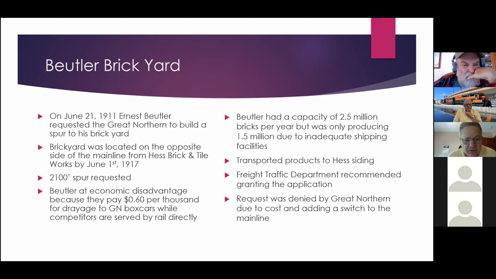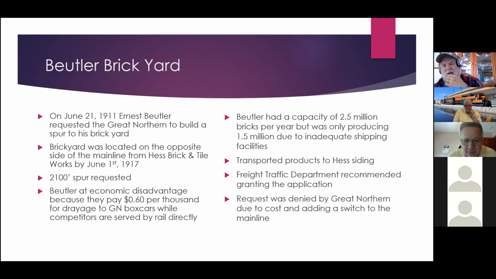The whole issue was that he claimed he was at an economic disadvantage because he was paying 60 cents per 1,000 bricks for drayage to GN box cars, while his competitors were served by rail directly. He had a capacity of 2.5 million bricks per year, but was only producing 1.5 million because they were having problems shipping. What they actually had to do was transport their bricks to the siding in front of the Hess Brickyard in order to load up the cars.